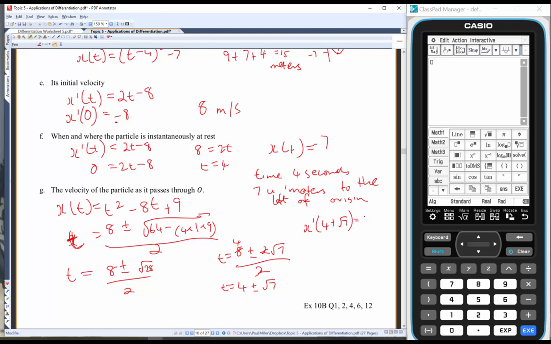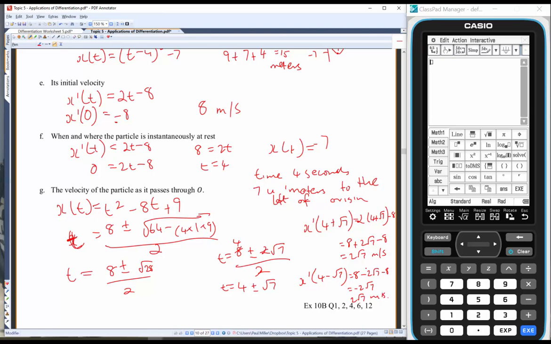And so the velocity function is 2t take 8. So we're going to do 2 lots of 4 plus root 7 take 8 equals 8 plus 2 root 7 take 8 equals 2 root 7 meters per second. And let's do the other one. X dash 4 take root 7 is going to be 8 take 2 root 7 take 8, which is negative 2 root 7. So that's 2 root 7 meters per second also.